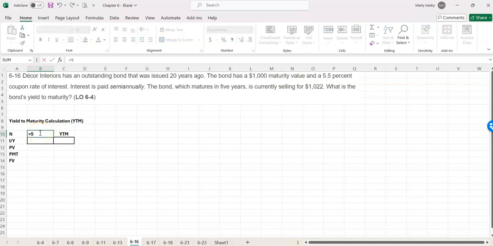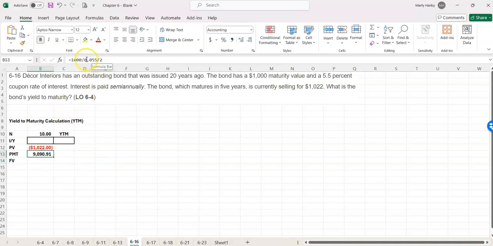So the number of periods equals 5 times 2, 10 semi-annual periods. All right, so negative 1,022 is the current market value. The coupon payment is 1,000 times 0.055, no, not divided by, times 0.055 divided by 2, which is 27.50 every 6 months.